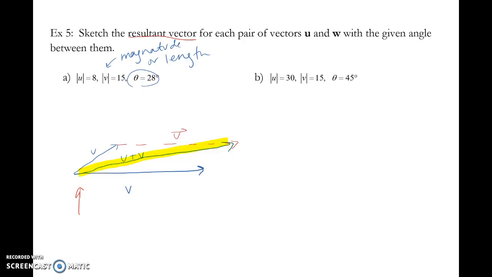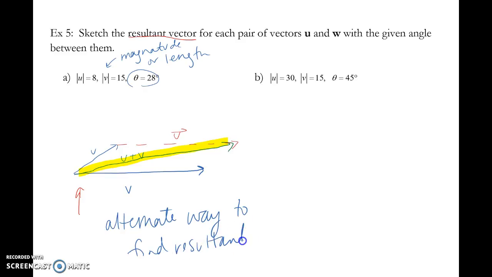Now, one thing you might be noticing here is that the shape looks like a parallelogram. And so an alternate way to find the resultant is to add the vectors tail to tail.